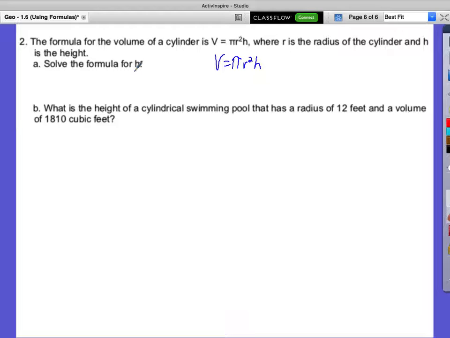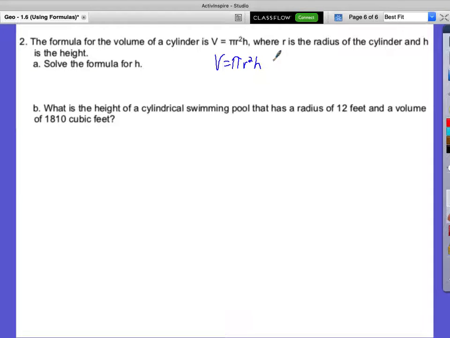Pi is not a variable. We're asked to solve the formula for h. The instructions tell us for letter A, solve for h. So what's happening with h? Is it being added? No. It's being multiplied by pi and r squared. So how do we undo multiplication? Divide. These are the questions we ask ourselves.